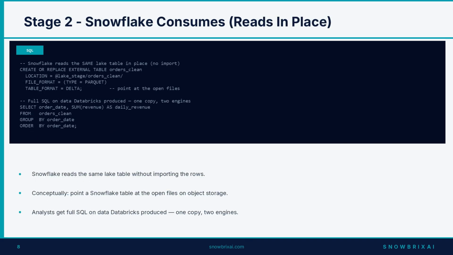Now stage 2, where Snowflake consumes the very same table. And notice what we do not do. We never import the rows. Conceptually, we just point a Snowflake table at the open files on object storage. Snowflake reads them in place. Suddenly your analysts have full rich SQL on data that Databricks produced. Same numbers, same rows, no second copy. One copy on the lake, two engines reading it. This is the moment the silos quietly disappear.